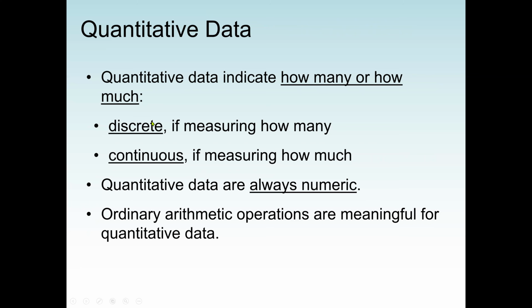So again, we may go into more detail on this when we study probability. We have a discrete probability distribution and a continuous probability distribution. The difference is that the random variable is either based on counting, then it's discrete, or based on measurement, then it's continuous. So quantitative data are always numeric. We can perform any arithmetic operation.